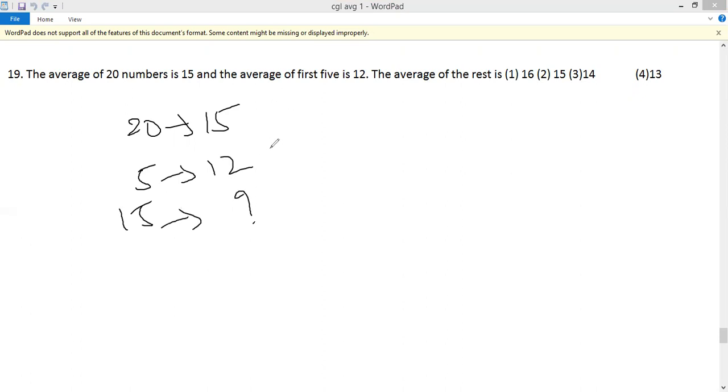See here. The total average is 15. Here the 5 numbers have average 12, so the average of the rest must be greater than 15. You can find it in any way you want, but the denominator must be 15.